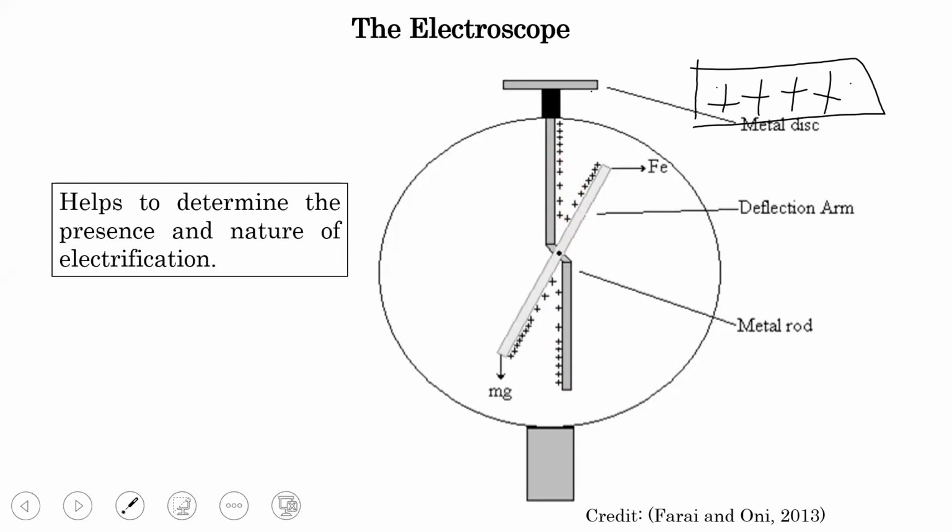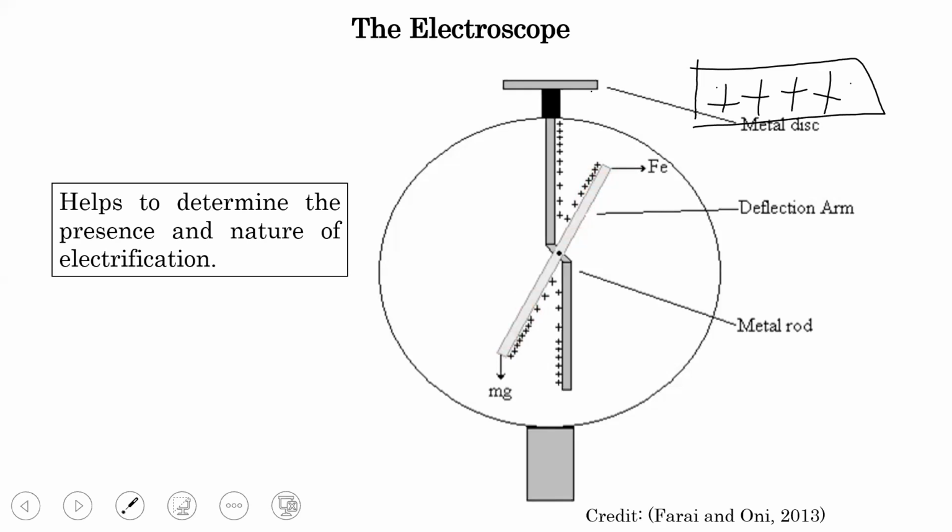But when a charged material, let's say positive charge in this case, is brought close to the metal disc, or let's say you use the metal disc to touch it, then the excess positive charge will flow into this place. And since the metal rod and the deflection arm have like charges, we would expect repulsion. And the repulsion will cause the deflection arm to bend away.